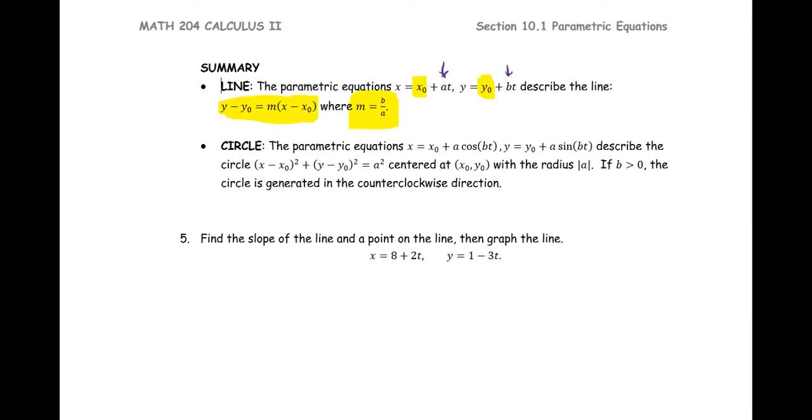Also for the circle, from the parametric equations x equals x0 plus a times cosine bt and y equals y0 plus a times sine of bt, these two parametric equations describe the circle with the center at x0, y0, and the radius is the absolute value of a. For b greater than 0, the circle is generated in a counterclockwise direction, or the positive direction.